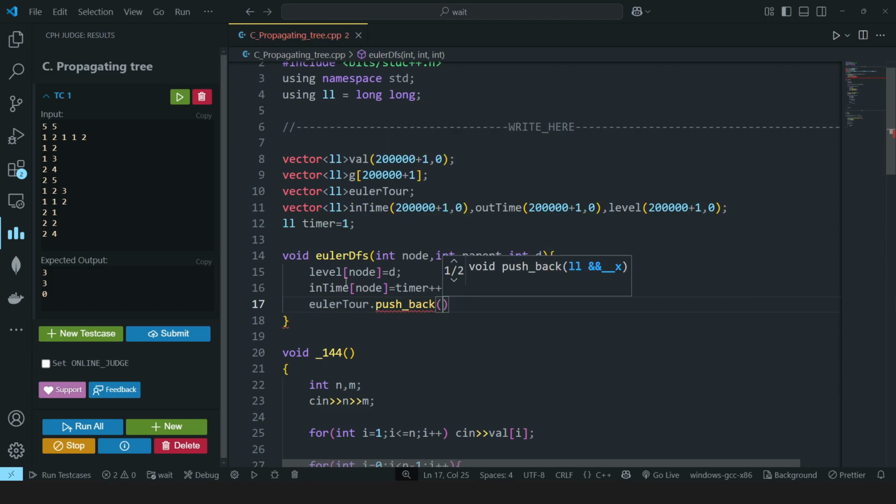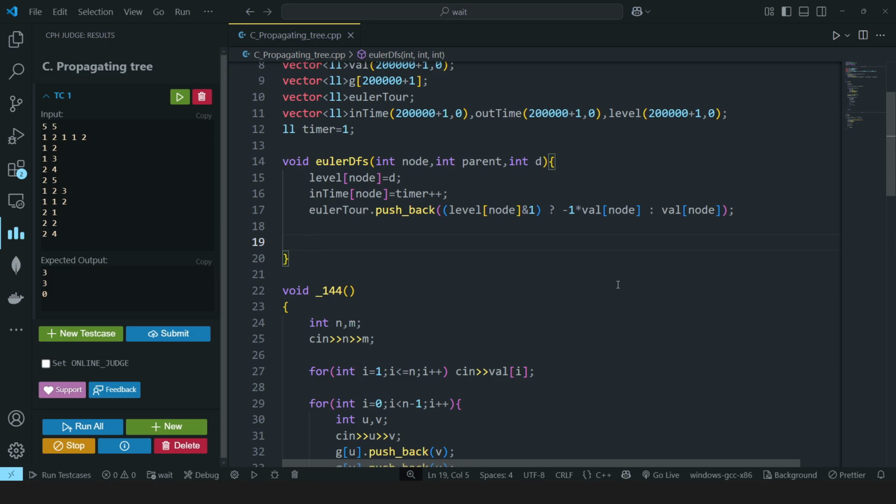But as I told you, it will depend on two conditions, that is the level of the node. We have to check, right? If the level of the node here is odd, then I told you that we will store the negative value of it. So if this is odd, then we will store the negative of whatever value is present in this node, and if this is not the case, then we will just store the positive value, just like this. And once this is done, I will start traversing the left and right parts.